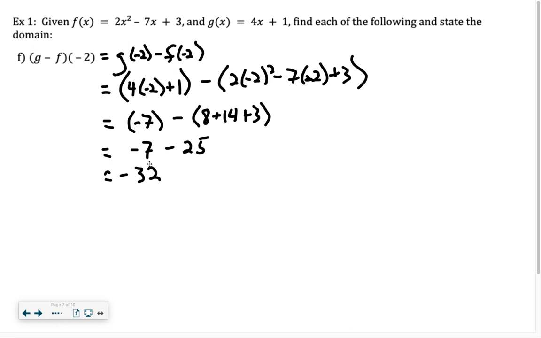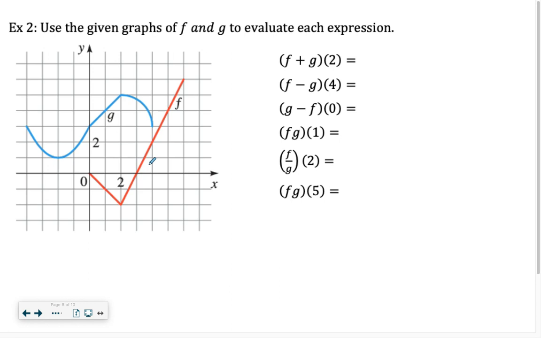All right. So the next idea is this from a graphical perspective. Okay. So in this picture, I'm given two functions, right? The blue line here is g, and the red line is f. So I want to evaluate these from the graph. So f plus g of 2, well, that just means f of 2 plus g of 2. Right? So we can evaluate that from the graph.